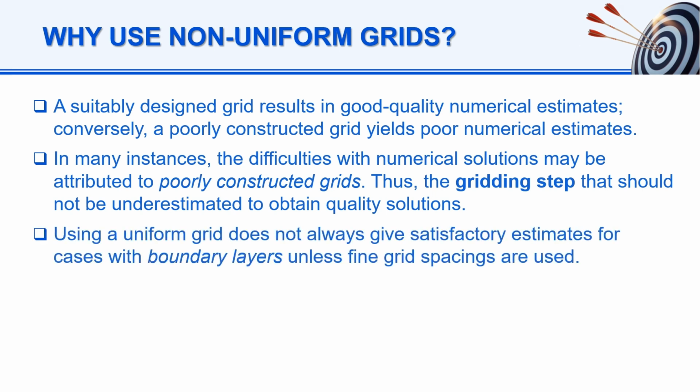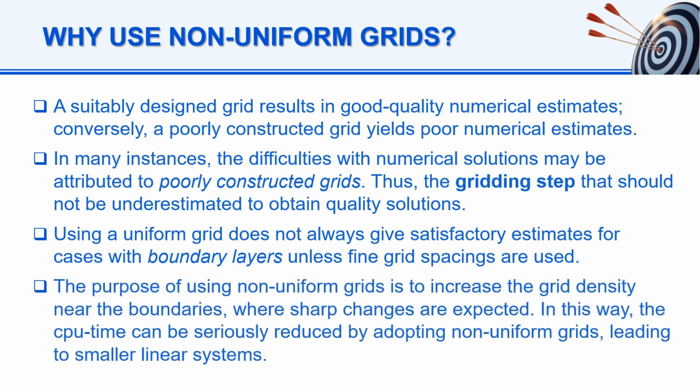Using a uniform grid does not always give satisfactory estimates for cases with boundary layers unless fine grid spacings are used. The purpose of using non-uniform grids is to increase the grid density near the boundaries, where sharp changes are expected. In this way, the CPU time can be seriously reduced by adopting non-uniform grids, leading to smaller linear systems.